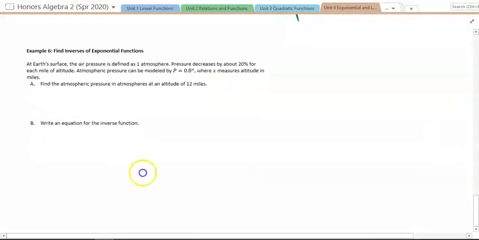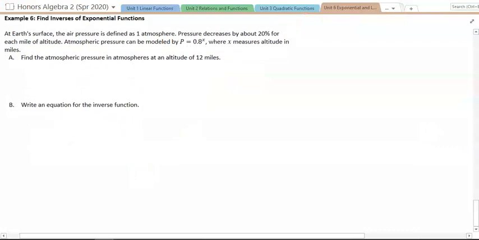All right, last example, example 6, finding inverse of exponential functions. At Earth's surface, the air pressure is defined as 1 atmosphere. Pressure decreases by about 20% for each mile of altitude, and the atmospheric pressure can be modeled by P is equal to 0.8 to the x power, where x measures the altitude in miles. And so we want to find the atmospheric pressure in atmospheres at an altitude of 12 miles.